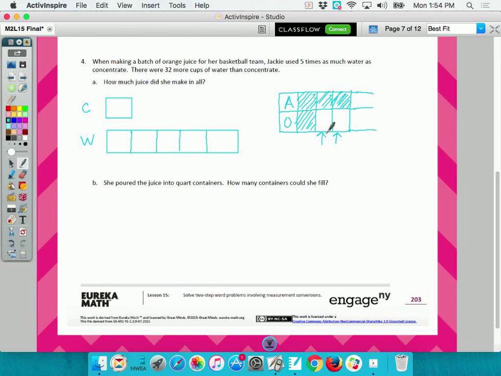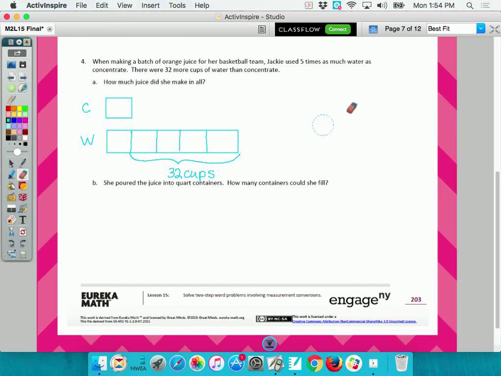So there's 4. So if I have 32 more cups of water than concentrate, that has to be all the water that isn't the same as concentrate. And this is 32 cups right here. Now how do I do that? Because I know that all of this water right here and the rest of my tape diagram doesn't match up with any of the concentrate. It's all more.